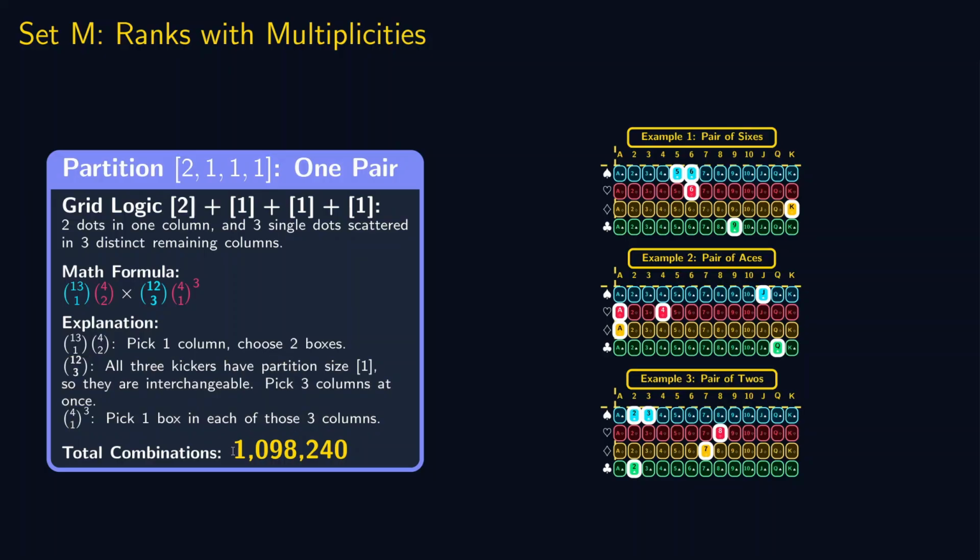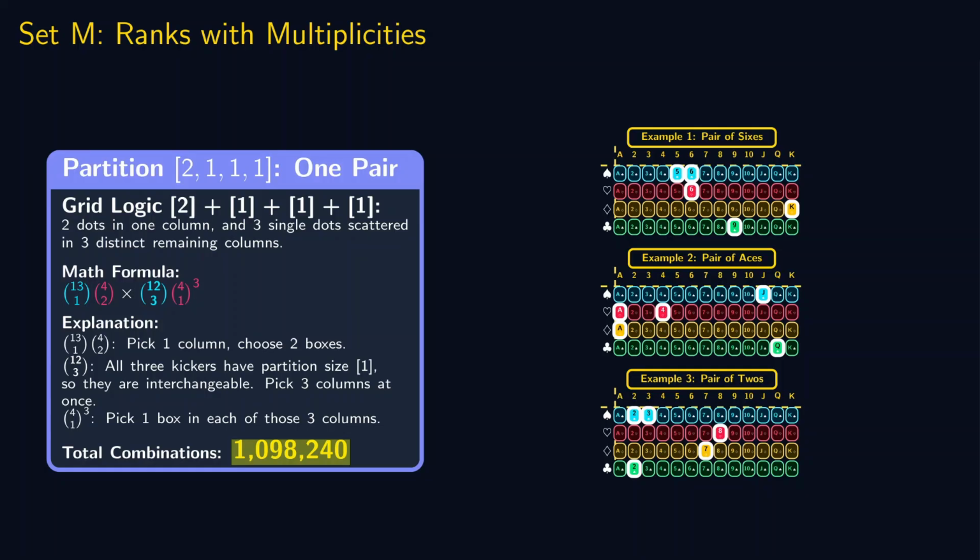Now we multiply the pair part by the kicker part. 78 multiplied by 14,080 gives us 1,098,240. There are exactly 1,098,240 pair hands in the deck. That is a strikingly large number, far larger than any other set M hand. And it makes intuitive sense. The one-pair hand is the most flexible, the most loosely constrained. You only need 2 cards to match, and the other 3 can be almost anything. That enormous freedom to combine translates directly into an enormous count.